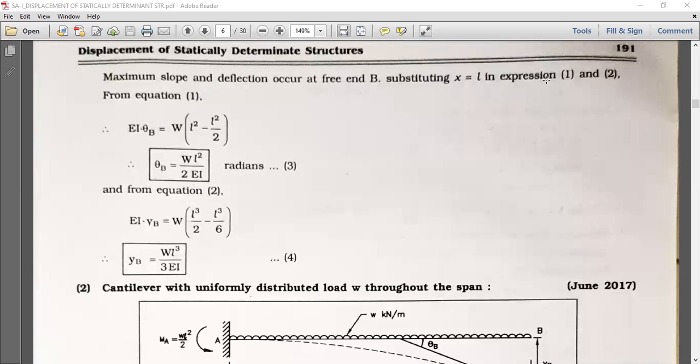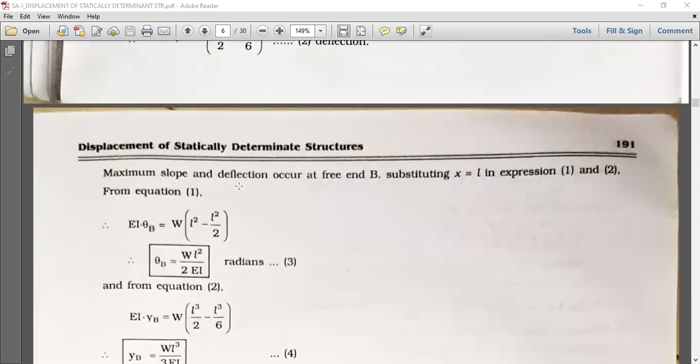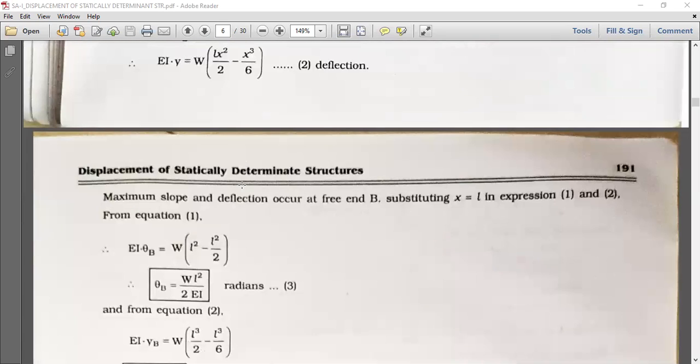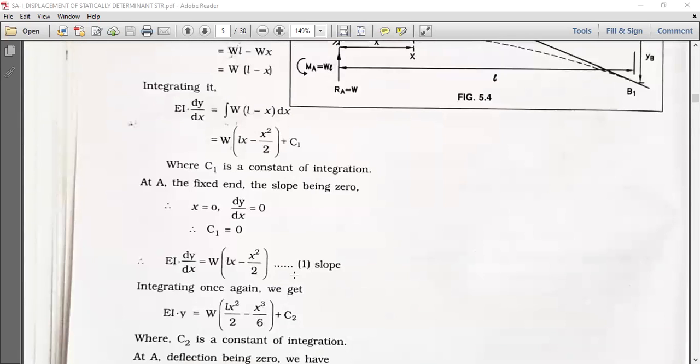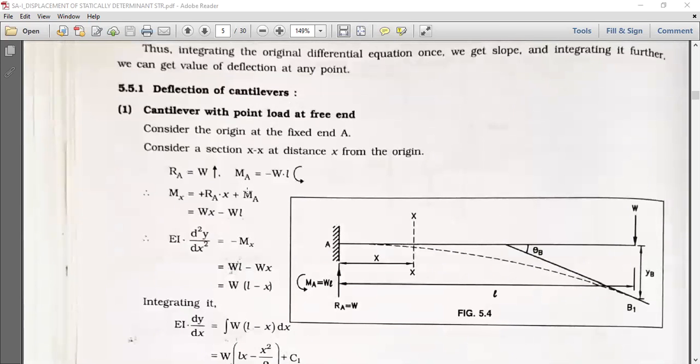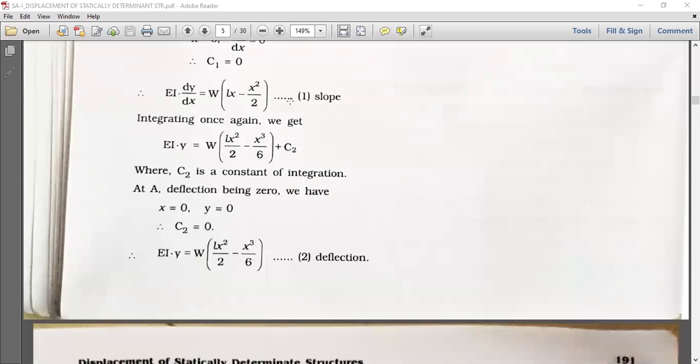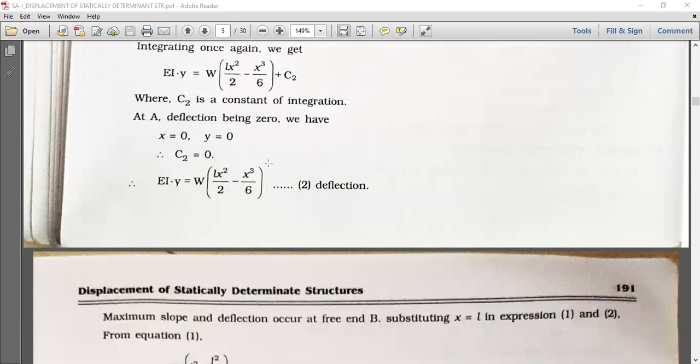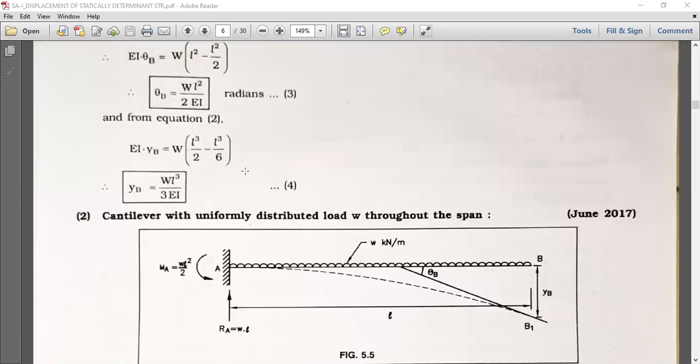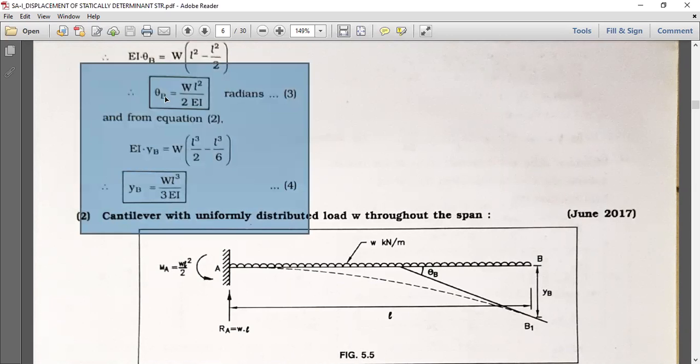Let us put X is equal to L in expressions 1 and 2 from equation 1. Put L square by 2. Now we have L cube. So we can say Y at B is equal to WL cube divided by 3 EI. These are the simple formulas for slope and deflection.